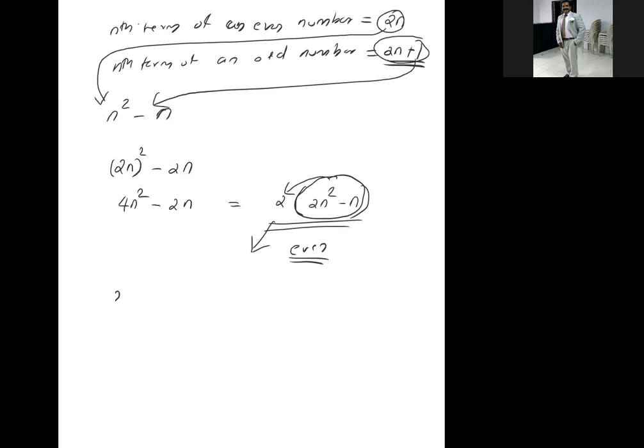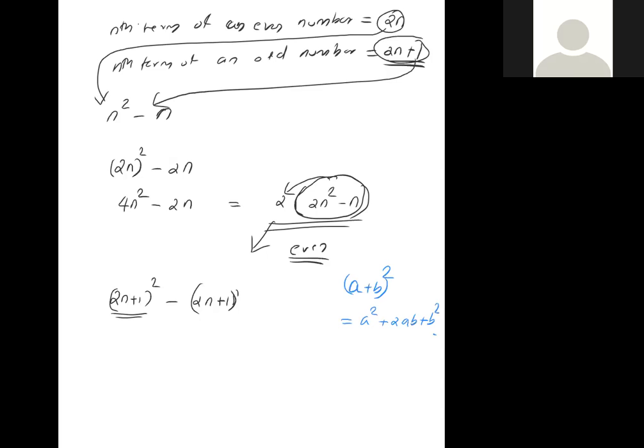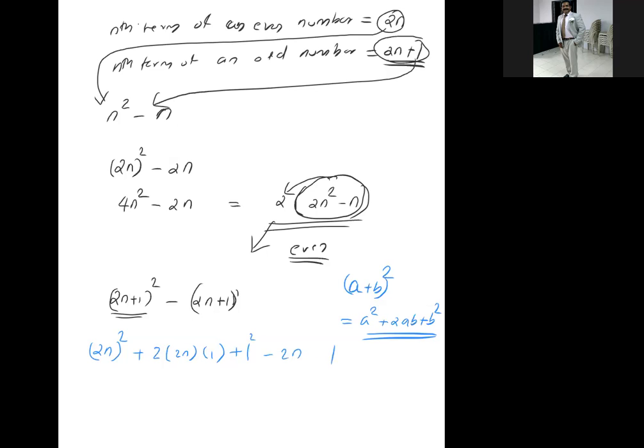So what happens? 2n plus 1 whole square minus 2n plus 1. Does it make sense? Any doubt? Can you expand this 2n plus 1 whole square? This is of the form a plus b whole square. So what is the a plus b whole square expansion? a square plus 2ab plus b square. So this becomes 2n whole square plus 2 into 2n into 1 plus 1 square. Then this is minus 2n minus 1, correct? Because as we are expanding the bracket, both become minus.